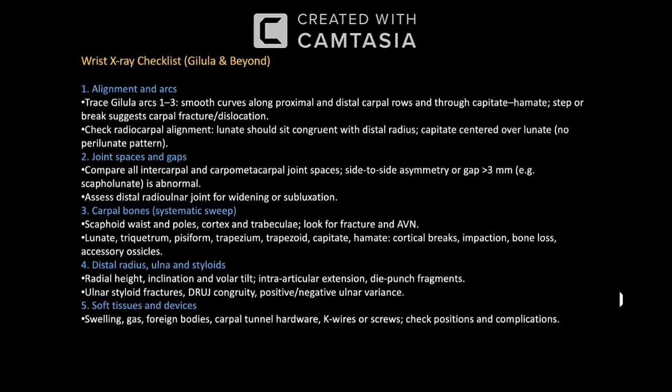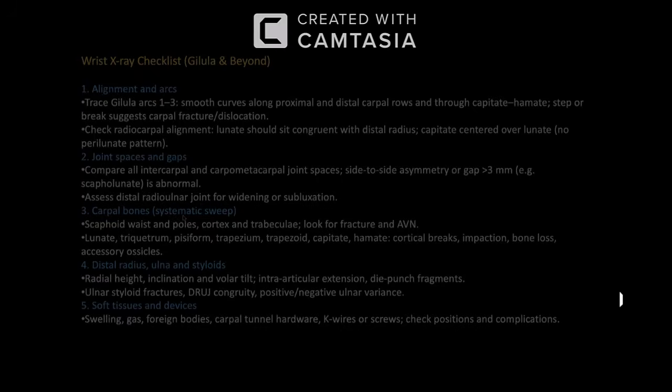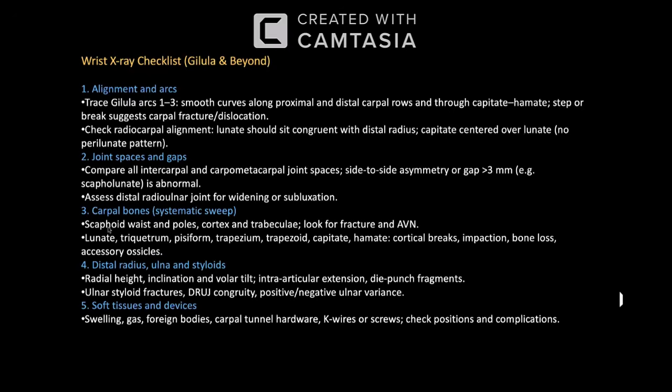So you should follow a checklist, especially when you are in the exam. So look at the alignment and the arcs, the joint spaces and the gaps, and the carpal bones in a systematic sweep. Look at the scaphoid, waist, and poles, the cortex, trabeculae, and very important, look for fracture and AVN. The lunate bone, triquetrum, pisiform, you have to go through this systematic sweep. Distal radius and ulna, styloids. Styloid fractures can also be missed, especially the undisplaced ones.